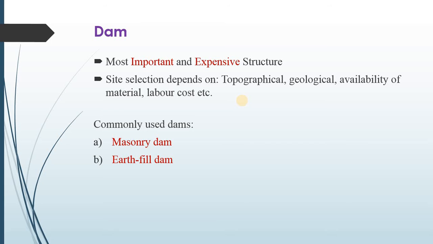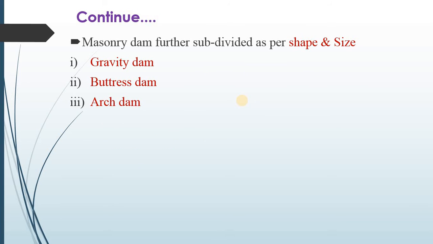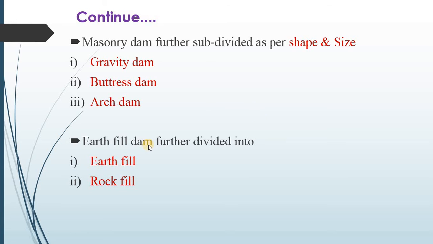Again, these two dams are divided into a number of types. So let us see. Masonry dam is further subdivided into gravity dam, buttress dam and arch dam according to their shape and size. Earth-fill dam is further divided into earth-fill and rock-fill. Now let us see in detail each of these types of dam.